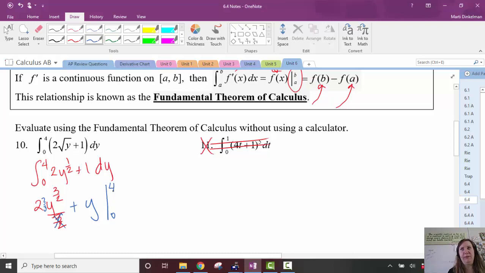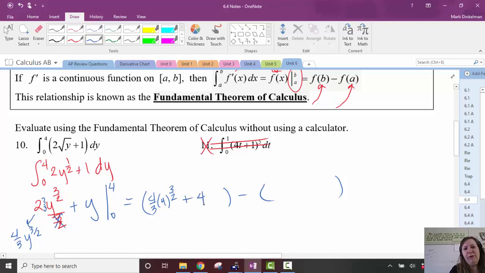Okay, so I'm just going to use this notation that lets the grader know that I still know that I'm supposed to go from 0 to 4. And then the procedure here is we're going to plug in the 4, and then subtract, and plug in the 0. So really quick, I just want you to know that my brain thinks of this as 4/3 y to the 3/2. Okay, so it's going to be 4/3 times 4 to the 3/2 plus 4.